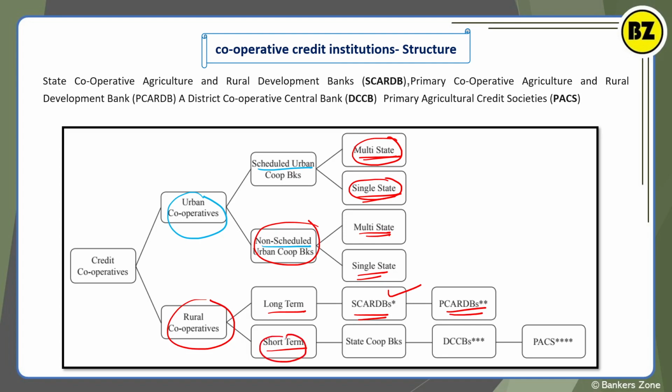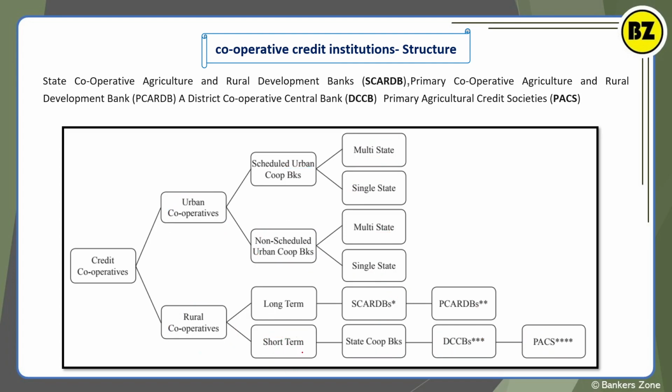For short term, we are having state cooperative banks, then DCCB, meaning district cooperative banks, and the primary agriculture credit society. These are generally for short term lending. So this is the structure of the cooperative credit institutions in India. You don't need to worry about the structure, it is just for your understanding.